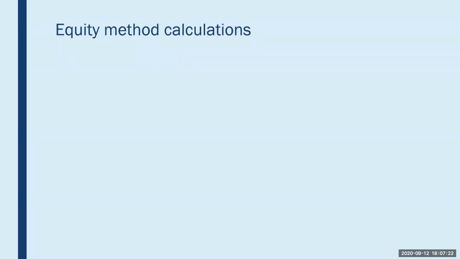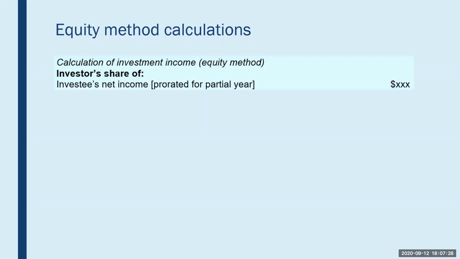Let's take a look at some calculations under the equity method. First up, the calculation of the investment income under the equity method. Under the equity method, the investment income is the investor's share, so investor's ownership, of the investee's net income.